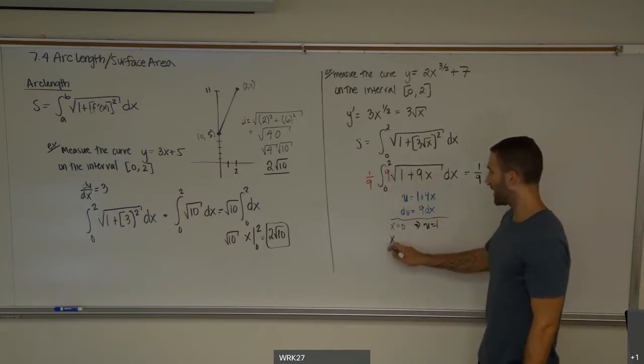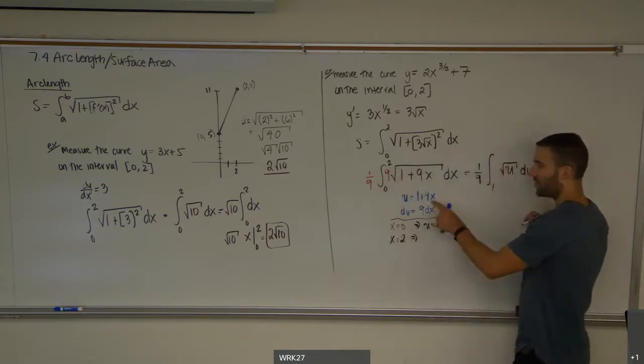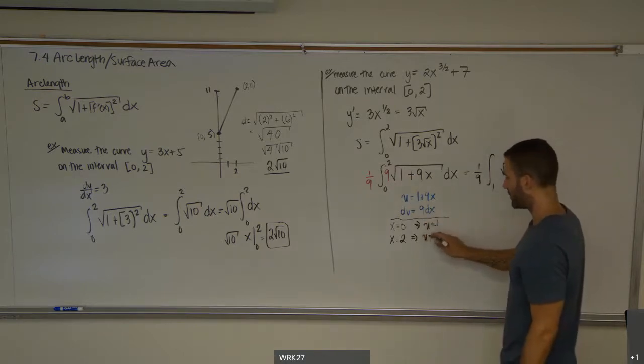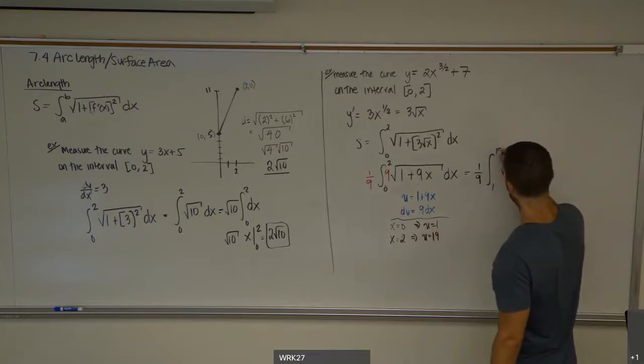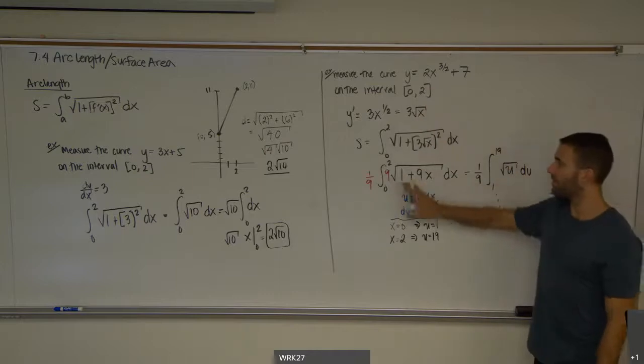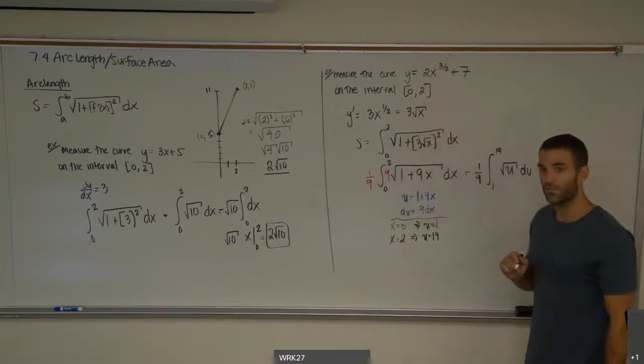My old x bound was 2. What does that imply about my new u bound? When x is 2, 9 times 2 is 18, plus 1 is 19. And so my new upper bound for u is 19. So I just make a change all the way around. Therefore, I can ignore everything before this point and evaluate this definite integral.